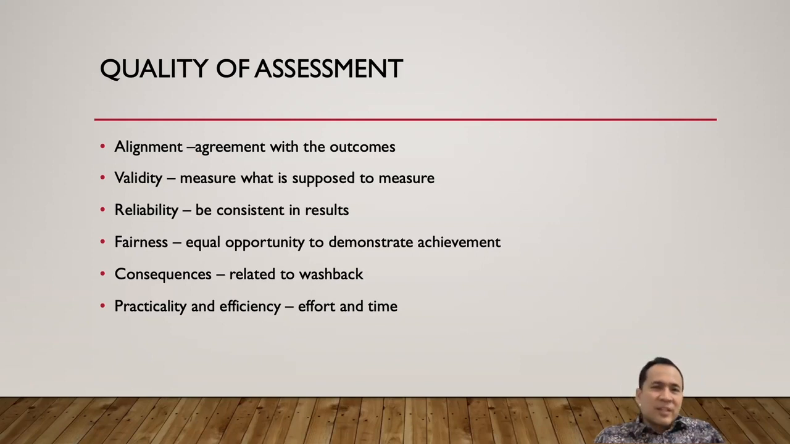If your test is vocabulary mastery, then the outcome should be that the student is able to master the vocabulary. So the test should be in vocabulary mastery, something like that. This is the so-called alignment. Validity: you have to measure what is supposed to be measured.